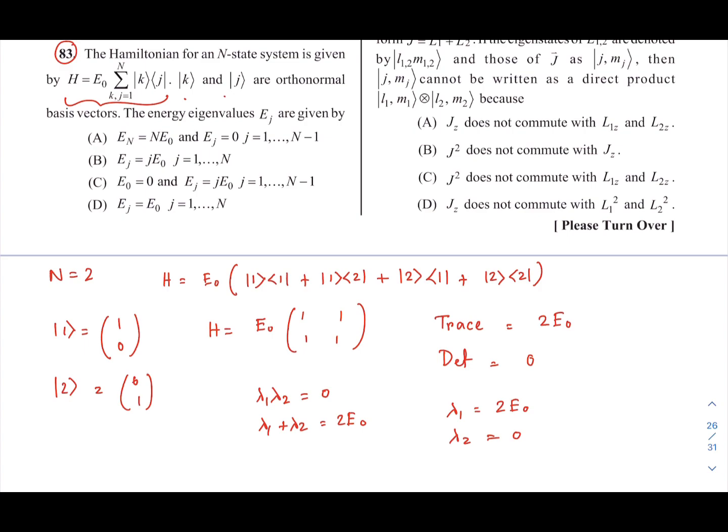Option D says Ej equal to E naught. So this is not correct. Option C says E naught equal to 0. Yes, we have one of the eigenvalues equal to 0, but Ej is equal to j E naught. This is not correct. Option B says Ej is equal to j E naught. This is also not correct because we have a 0 eigenvalue. So option A, which says that E of n is equal to n E naught. Essentially we have E of 2 is equal to 2 E naught, which is the same as this, and E of j, that is E of 1, is equal to 0. So option A is the correct answer.